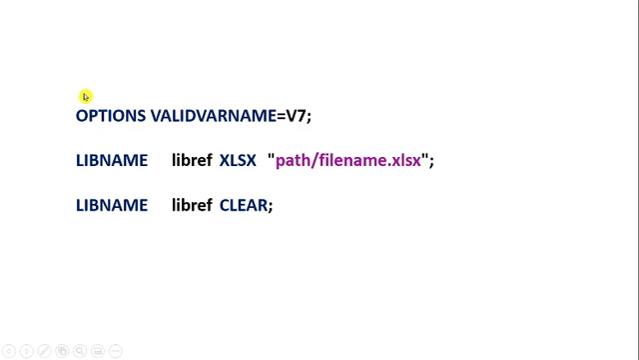Then you have to write one option called validvarname. Validvarname is equal to v7. That means the version 7 format for SAS will be used to convert the Excel variable names into the SAS variable names. So if there is a space, you can identify that the space can be replaced with an underscore using this method.